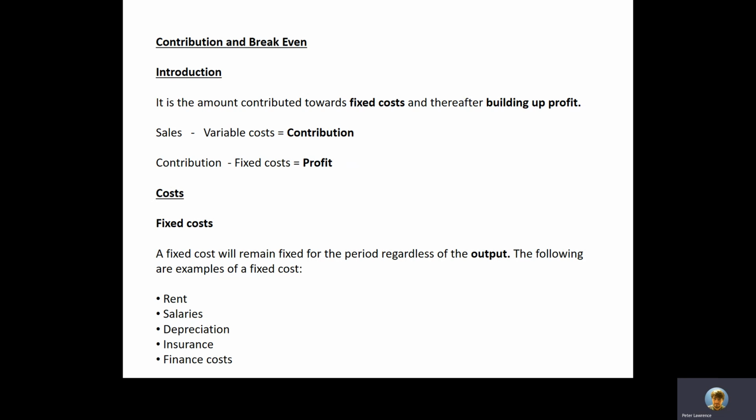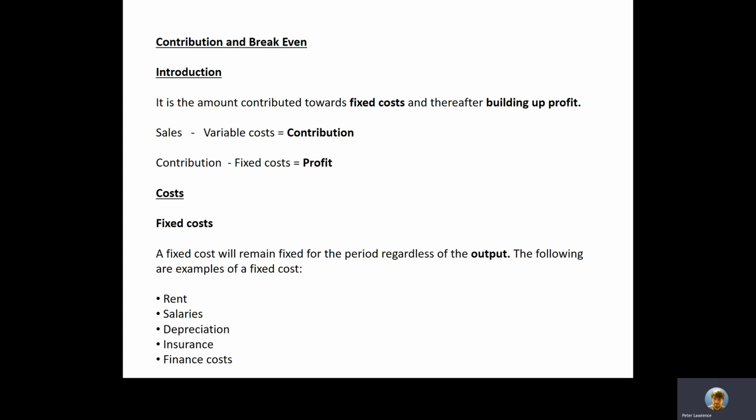Now, contribution is something that's very, very important, something you really need to know, and is used in decision making in all of management accounting. So each unit is contributing to paying off fixed cost. If you take the selling price, you take away the variable costs, then all that remains is the fixed costs. So your contribution minus your fixed costs will give you your profit.